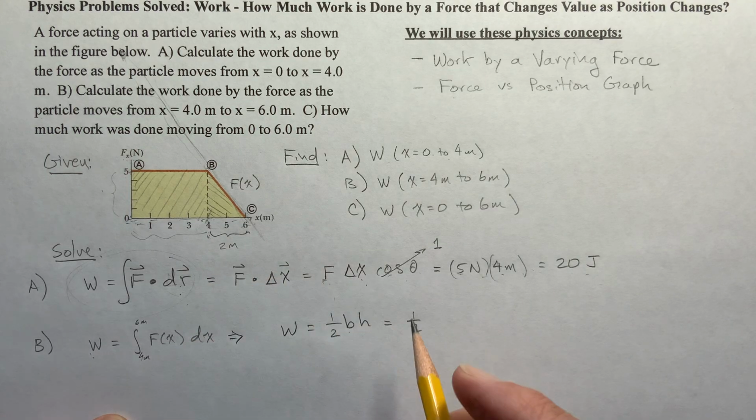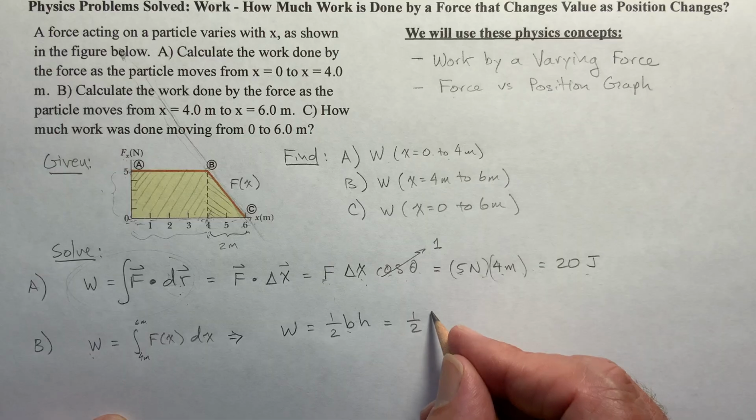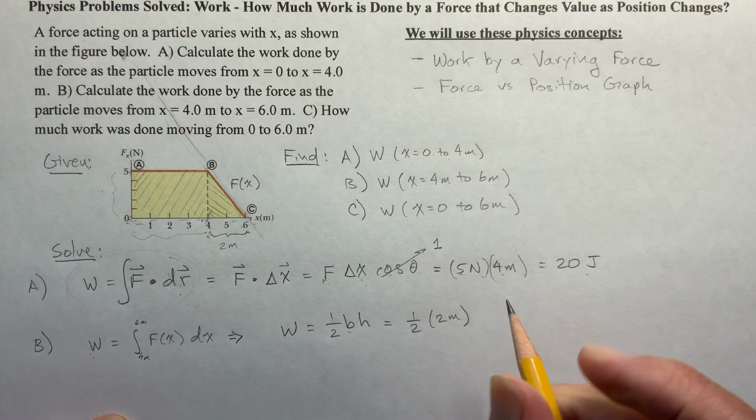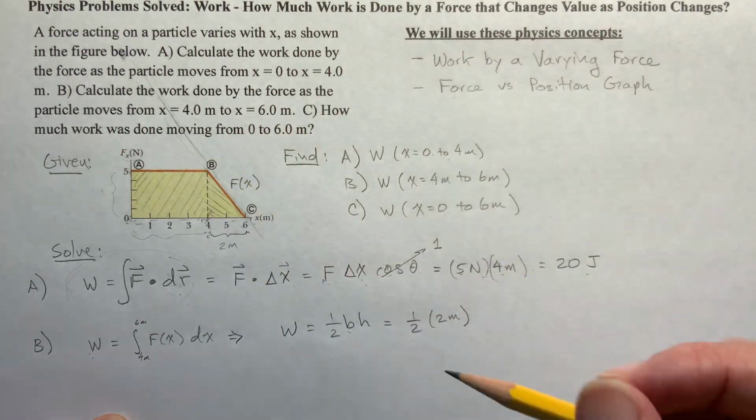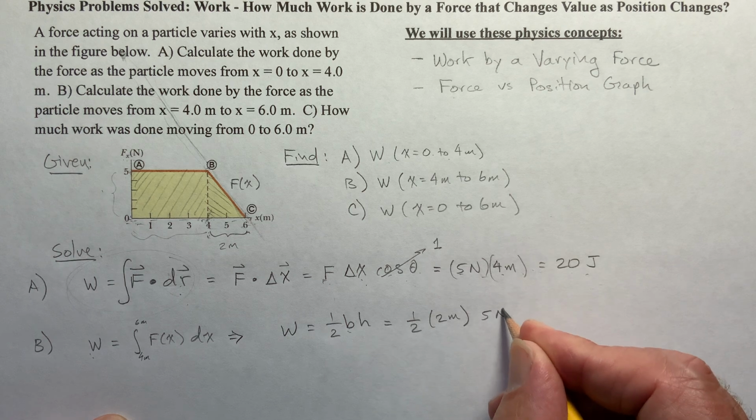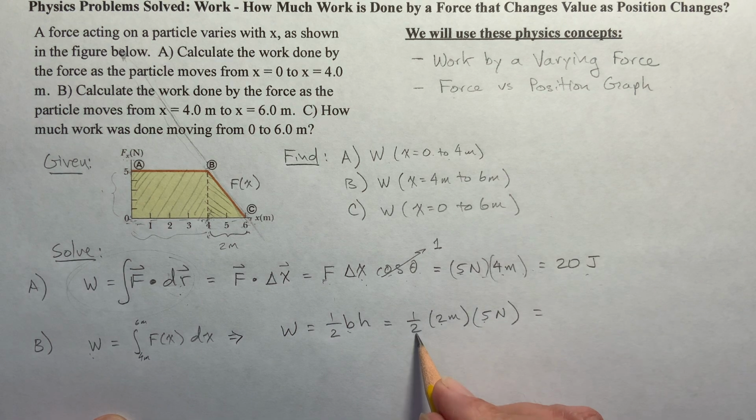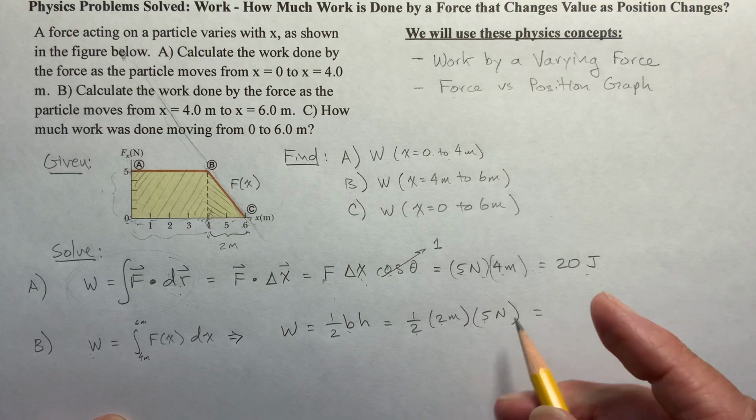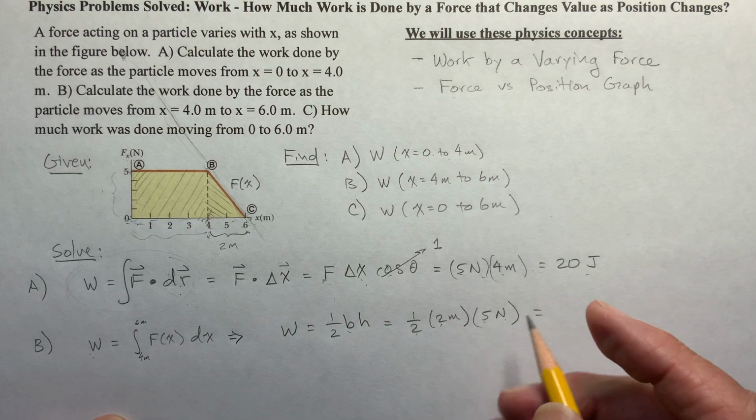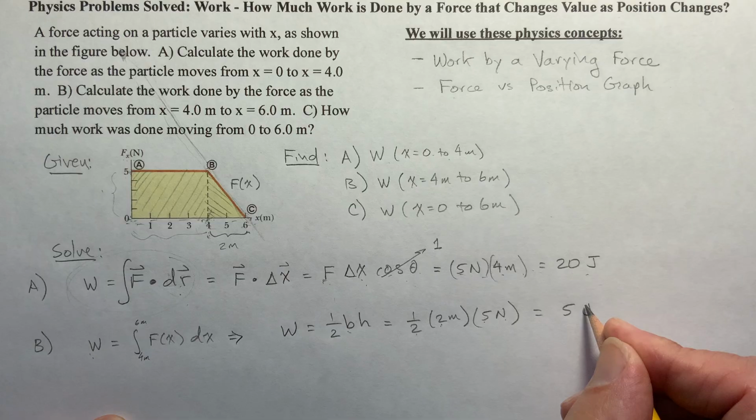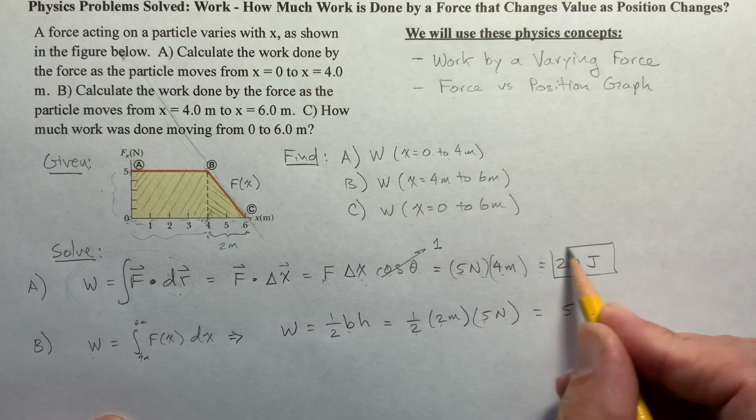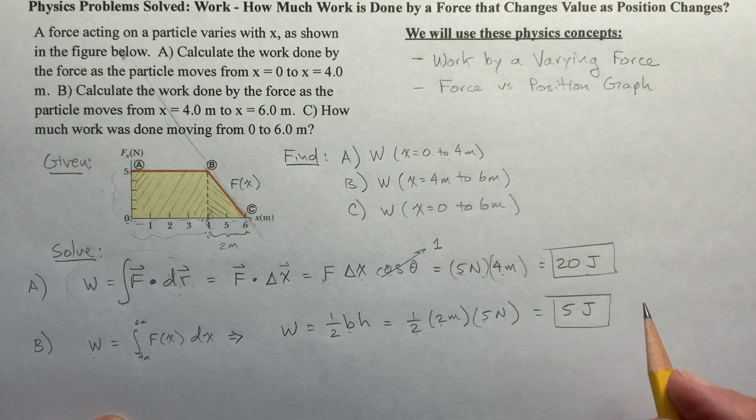So our base is 2 meters. Now what's the height? Well, that's 5 newtons. 2 times 5 is 10, divided by 2 is 5, and a newton times a meter is a joule. So this is going to be 5 joules. This is my answer for part A. This is my answer for part B.